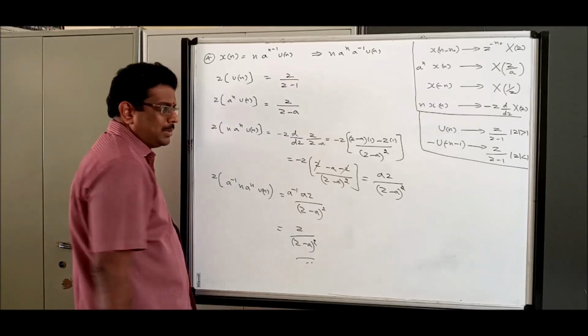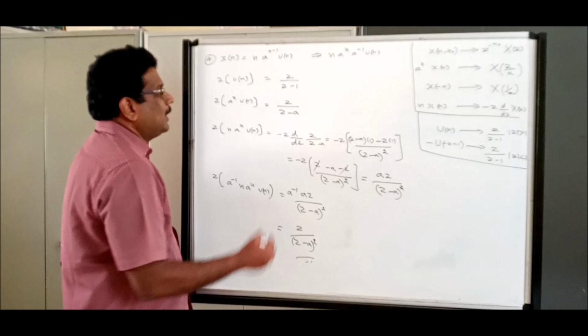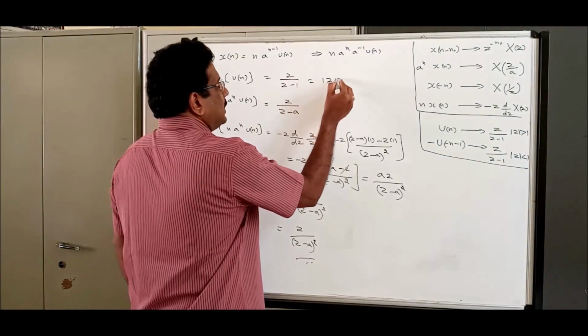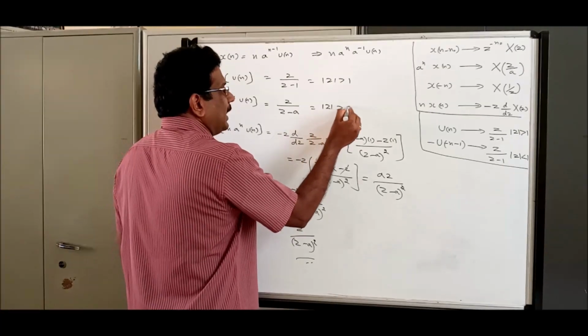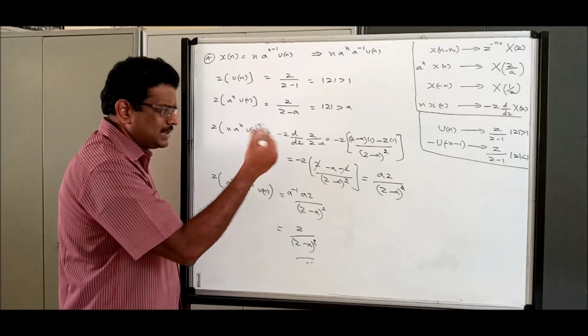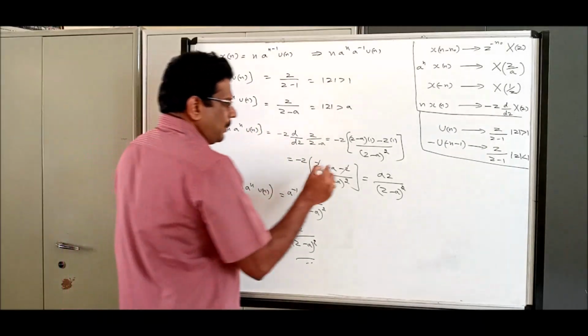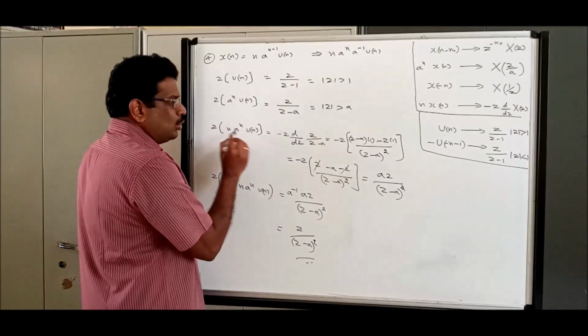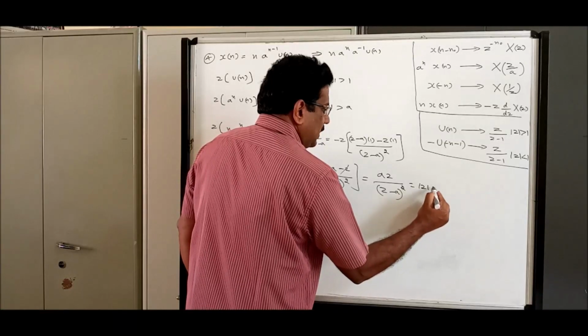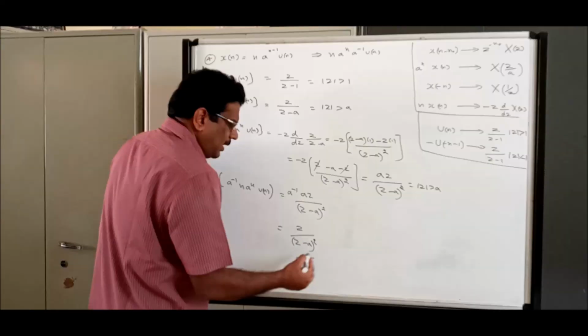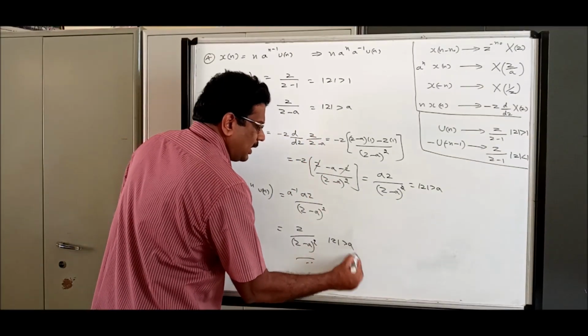Please do remember this. Next, what about the ROC? Mod Z greater than 1, mod Z by A greater than 1, is nothing but mod Z greater than A. I am just skipping some steps, but here there is no change when I do this. Please see here, keep the bracket Z, no change. So mod Z greater than A. Multiplying by a constant doesn't matter, mod Z greater than A.